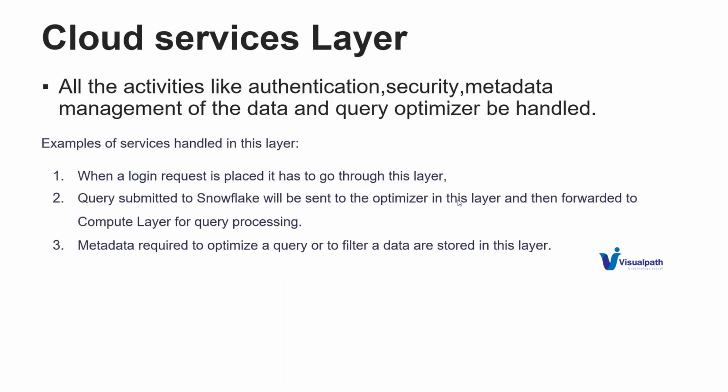So in this cloud services layer, a few validations and checks will happen, and then it will direct whether the query has to go to the cloud compute layer or to the database storage layer, or both. So it will decide. So what are the checks it will do here in the cloud services layer after submitting the query? First, it will check whether this query is syntactically correct or not.